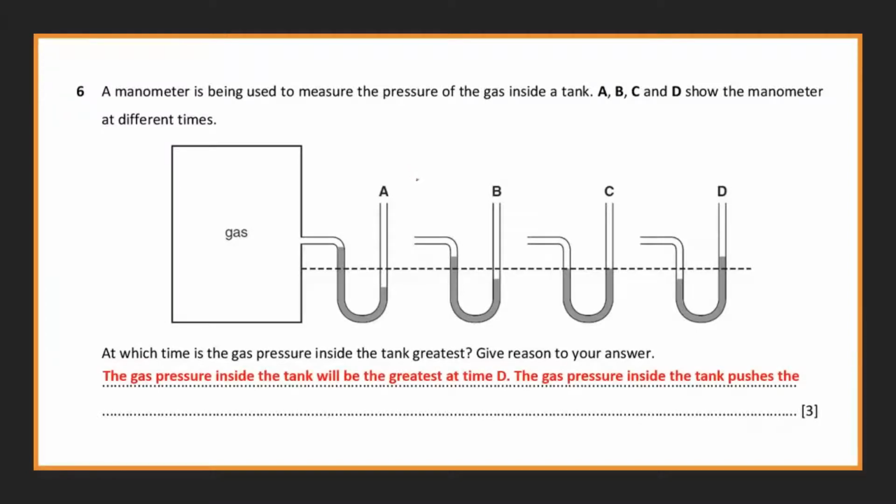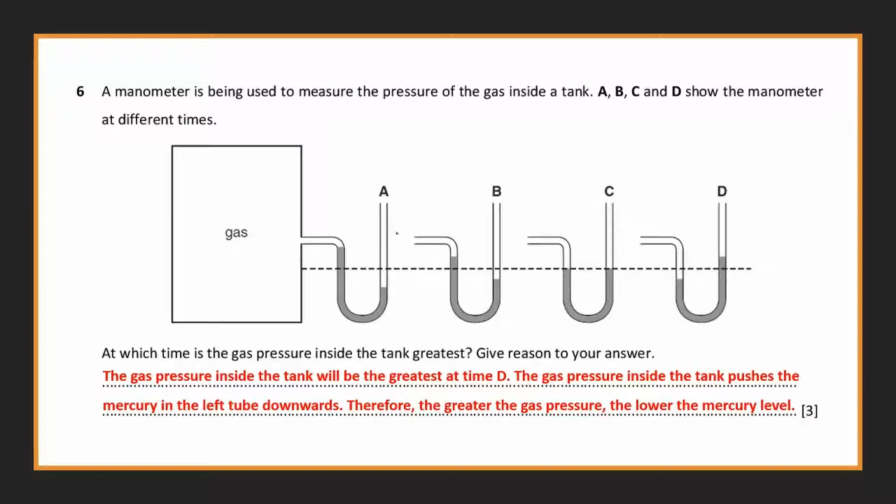The answer is the gas pressure inside the tank will be the greatest at time D. The reason? The gas pressure inside the tank pushes the mercury in the left tube downwards. Therefore, the greater the gas pressure, the lower the mercury level.